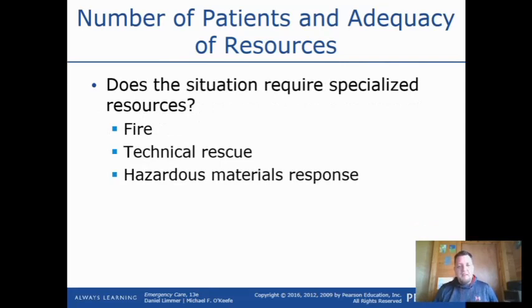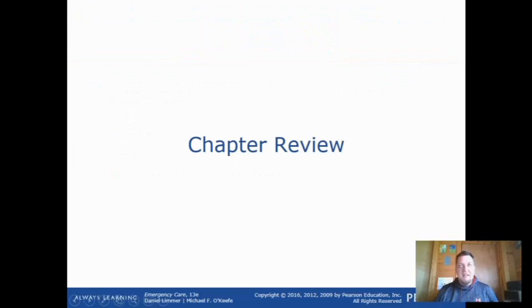Okay. The other thing that we need to think about is whether or not this situation requires some type of specialized resource. We almost always get fire departments on scene. And then a technical rescue, which would be like confined space, trench rescue, high angle, low angle, anything like that. Or do we need a hazmat team? Okay, so we're not necessarily calling for either of these things because fire has already been on scene and they are already looking at that and probably have already started those things.